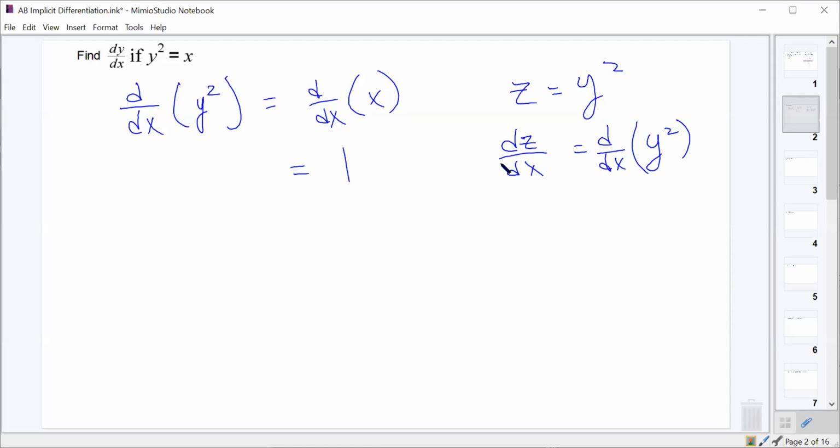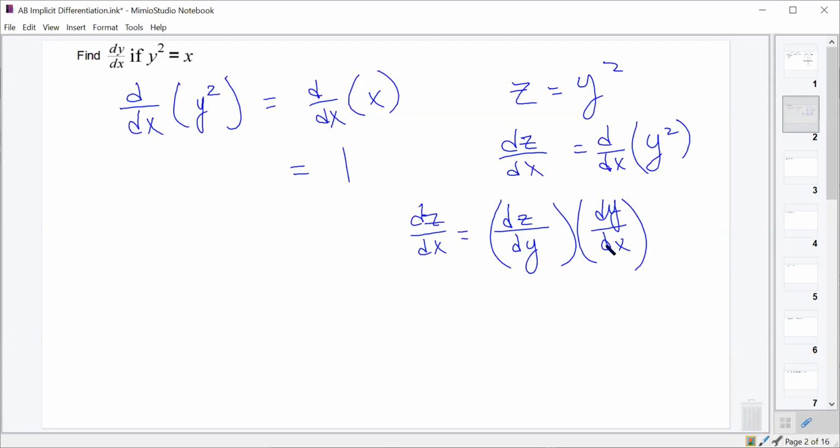Exactly. So shouldn't dz dx be the same as dz dy times dy dx? That's exactly what our chain rule says, right? That dz dx is dz dy times dy dx, or yeah, we've had different variables in there, but that's the same basic idea, right? dz dx is dz dy times dy dx.